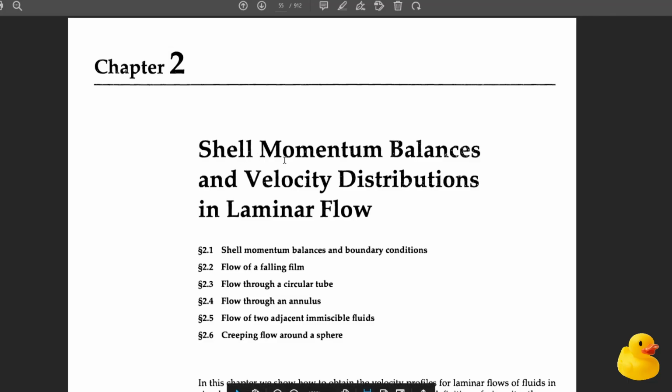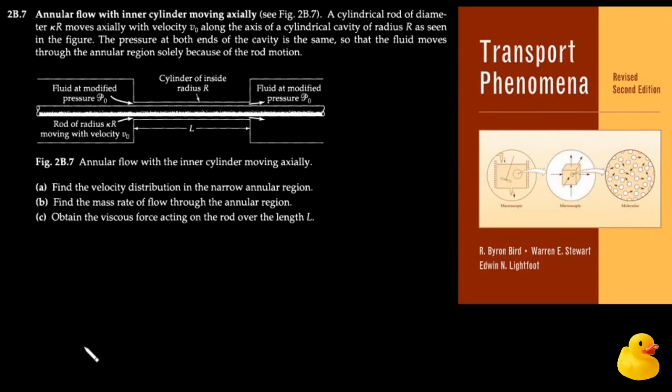Now, chapter 2 goes over shell momentum balances and velocity distributions in laminar flow. There are a couple different ways to tackle this kind of problem, but I'm going to go over it in a way that shows you as much of the derivations as possible and basically where everything comes from. So hopefully by the end of this video you can tackle any similar shell balance problem on your own.